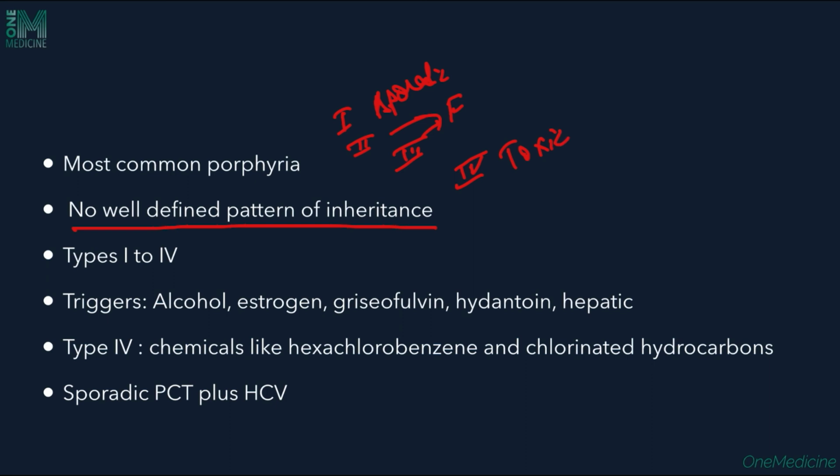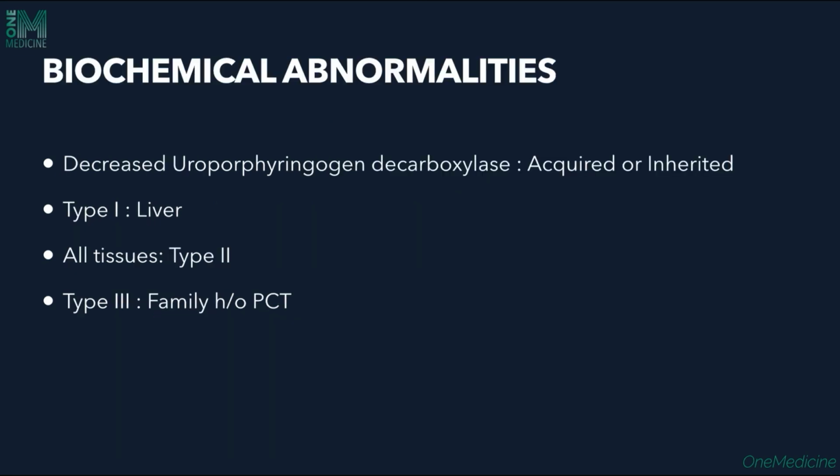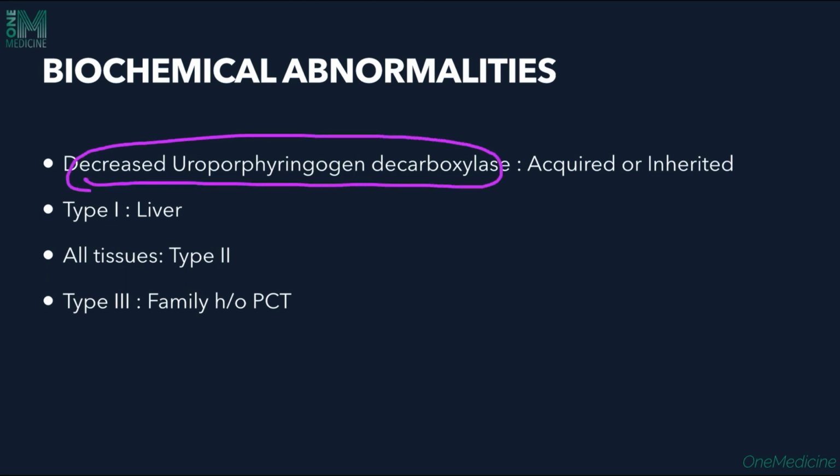The important triggers for PCT development are alcohol intake, estrogen, griseofulvin, hydantoin and hepatic disease. So these are some of the triggers which can cause PCT. Type 4 is caused by chemicals like hexachlorobenzene and chlorinated hydrocarbons. And sometimes porphyria cutanea tarda can be associated with HCV infection also. Biochemical abnormality in PCT: there will be decreased uroporphyrinogen decarboxylase enzyme, okay? It can be either an acquired or inherited deficiency.